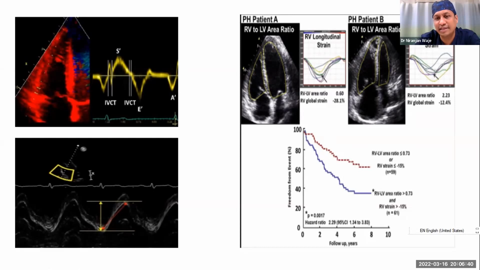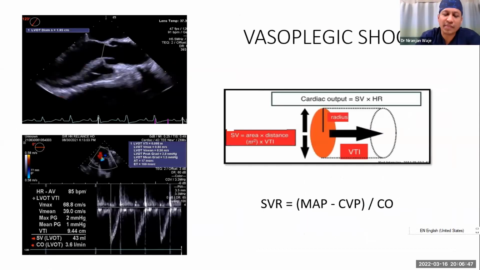On the right-hand side, you see the RV strain, which also corresponds to patient outcome. So apart from the qualitative assessment, echo can be used quantitatively as well. Echo can be used as any other cardiac output monitor. How do you do that? The basic principle is area into flow.